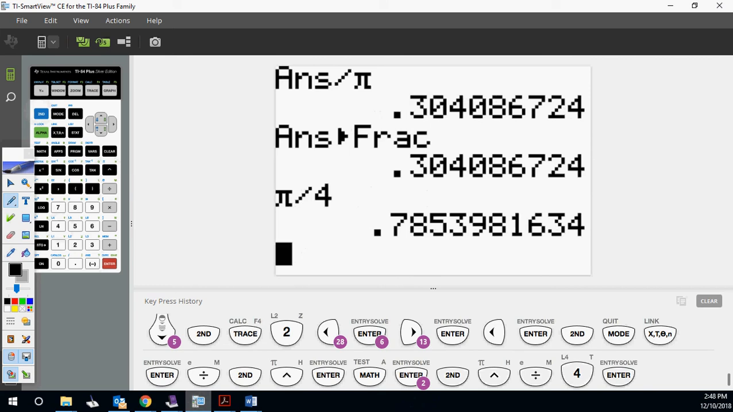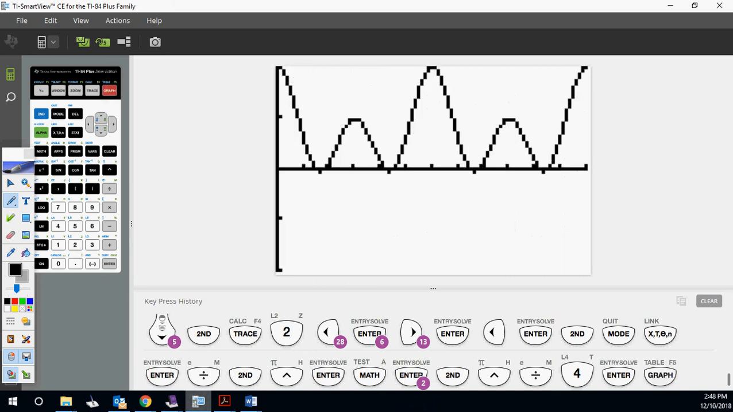Pi over 4. Why is it 0.30? Figure that out on a test. I mean, maybe if you were able to determine the middle two, you'd be able to figure it out. Oh, I know why. Okay, because 1, 2, 3, 4. So it's actually because, do I have the right window on? Yeah, I have the right window on.